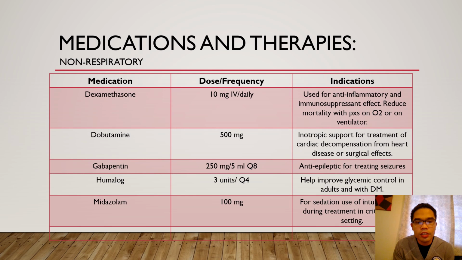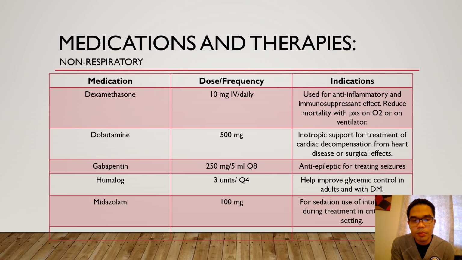Medications, here are the medications: dexamethasone, 10 milligrams IV daily. It is mostly used for anti-inflammatory and immunosuppressant effect. It would help reduce mortality in patients using oxygen or on life support. On the other hand, dobutamine 500 milligrams is indicated for inotropic support for the treatment of cardiac decompensation from heart disease or surgical defects.